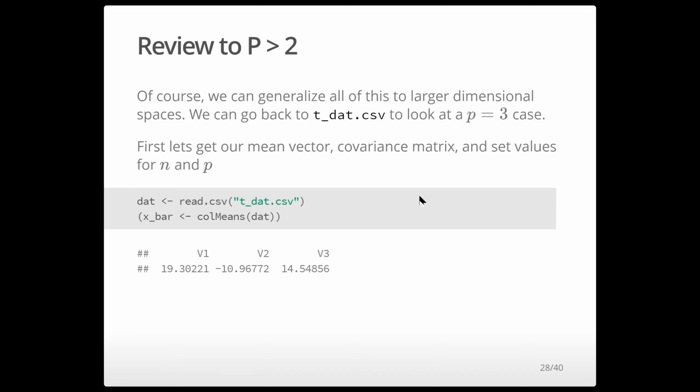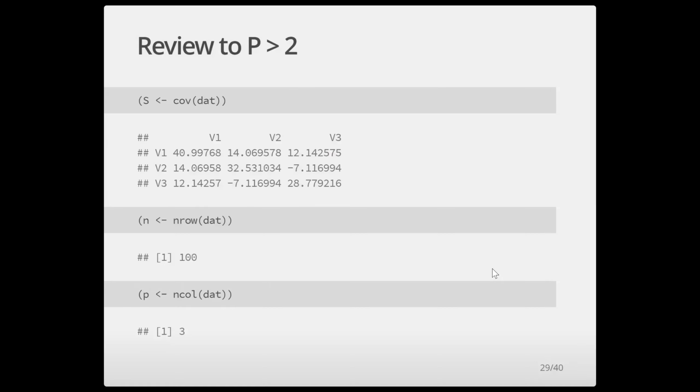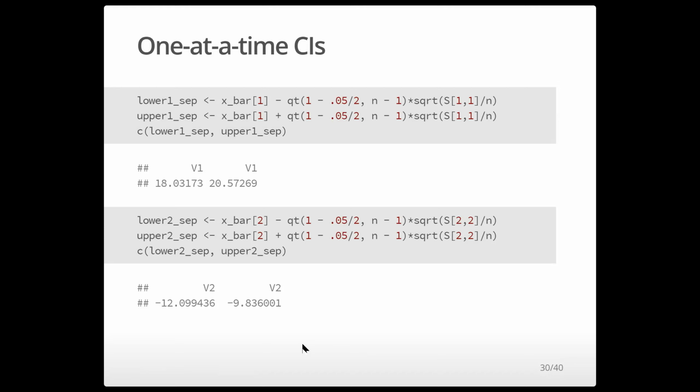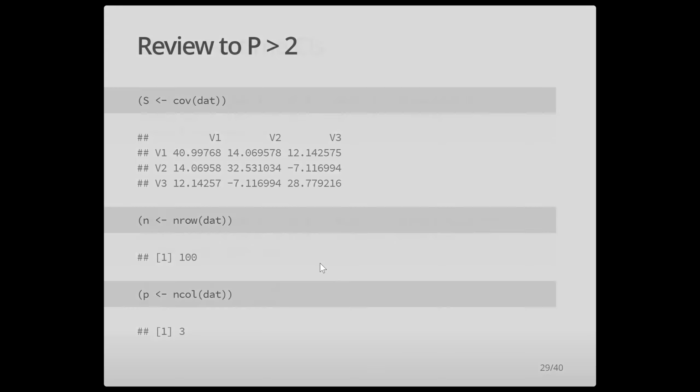So here we're going to go back to one of the files we looked at in the first section, the tdat.csv. So there are 3 variables in this case. Remember, this is simulated data. So once again, I'm going to get my mean vector, and I'm going to get my covariance matrix, and I'm going to set n to be the number of observations or the sample size, and p to be the number of variables. And then I can just plug everything in the way I did before. So again, I try to make this code nice and generalizable. We really don't need to even change anything here. We can run this exact same code once we rename the objects, as I did here.